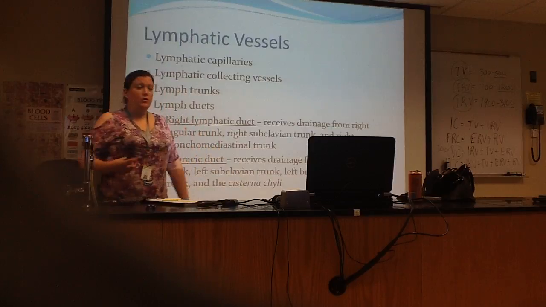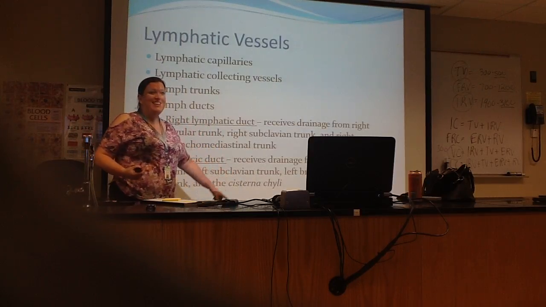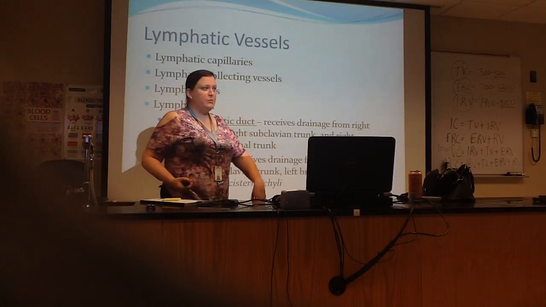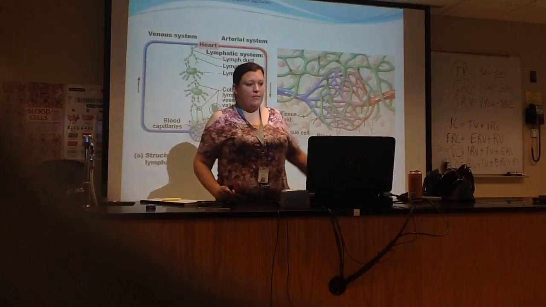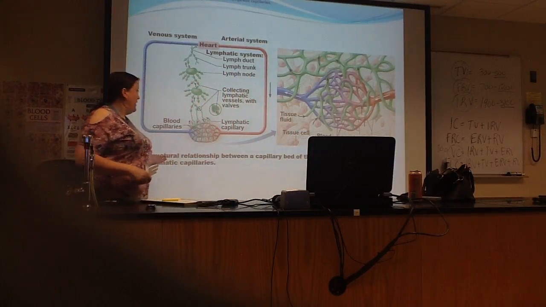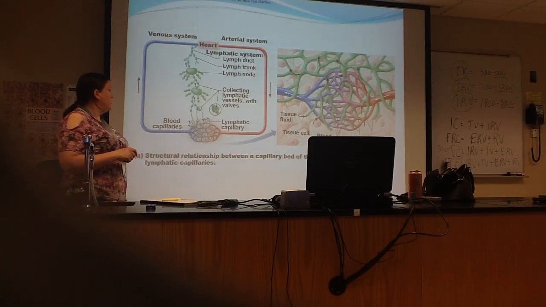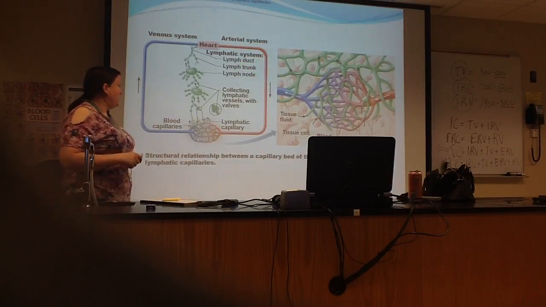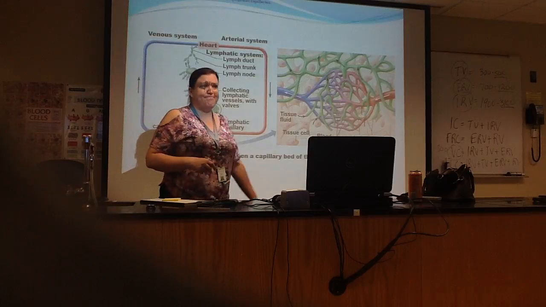Remember, all the lymph from the lower body only goes to the thoracic duct because of the cisterna chyli, which gathers all lymph from the lower body and drains into the thoracic duct. So again, there's 4 vessel types. So your smallest are capillaries. Those lead to collecting vessels. Those lead to trunks. And then those lead to ducts, which empty back into the venous bloodstream.